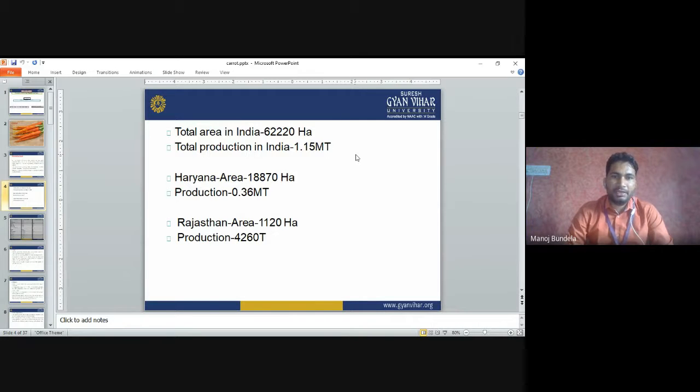Total area in India is 62,220 hectares and total production is 1.15 million tons. In Haryana, total area is 18,870 hectares and production is 0.36 million tons. In Rajasthan, total area is 1,120 hectares and the production is 4,260 tons.